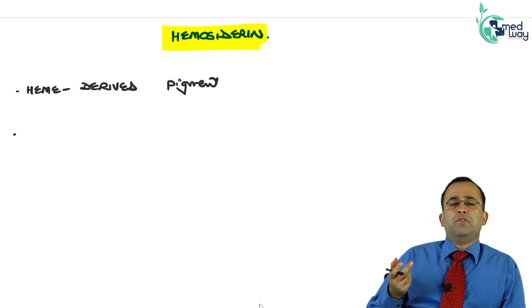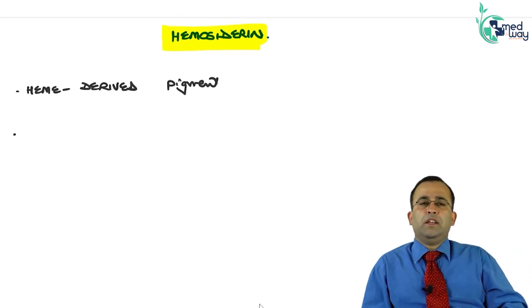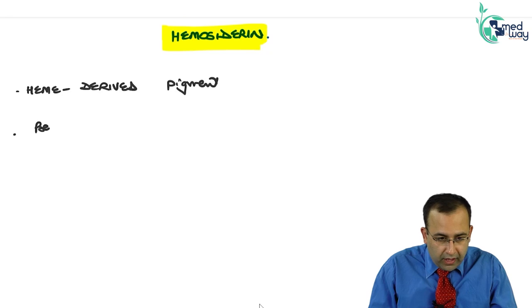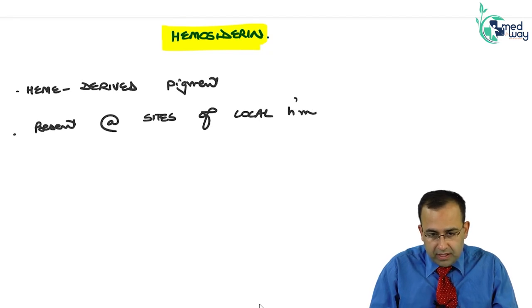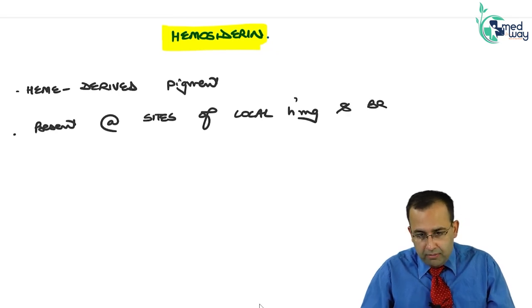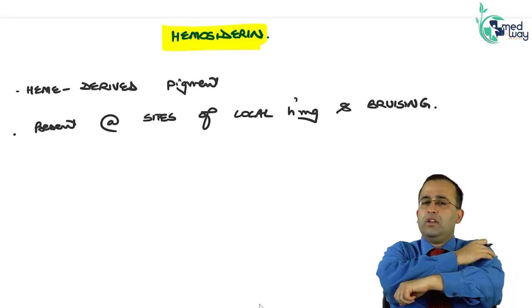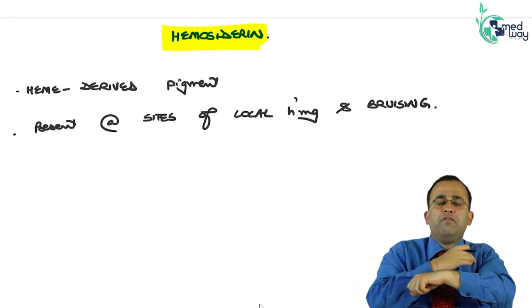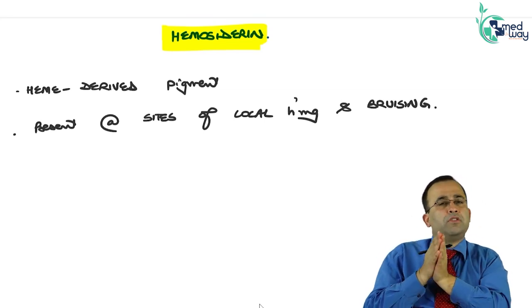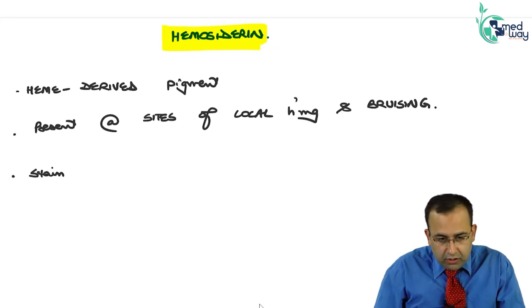Which stain is used for hemosiderin? Acha, sabse pehle toh mujhe ye batao, first tell me this, ab heme derived hai, kahan se aayi? It is present at sites of local hemorrhage and bruising. Suppose somebody has pinched you or somebody has hit you, toh wahan par blood extravasated and went outside. So it is present at sites of local hemorrhage and bruising.